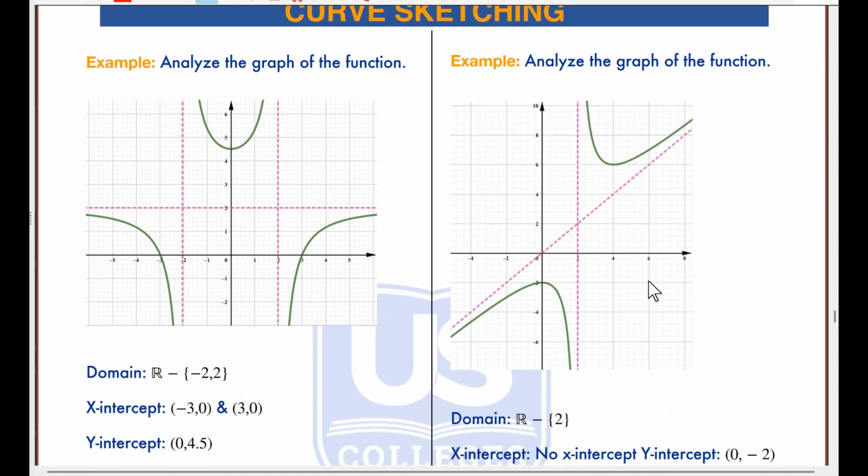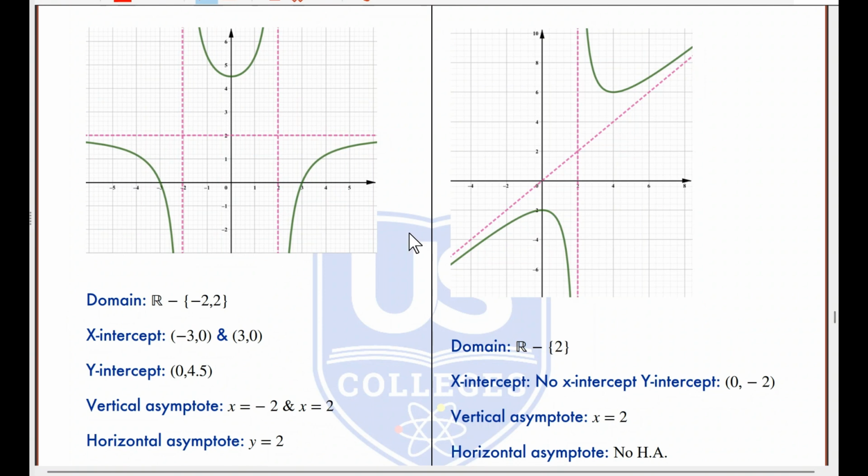For the second graph, let's do the same, identify everything that we did in the first graph. Domain, all real numbers except the vertical asymptote, which is 2. X-intercept, there is no point that function is crossing the x-axis. Y-intercept, this is the point where function is crossing on the y-axis, which is 0, -2. Vertical asymptote, it's passing through x equals 2. Horizontal asymptote, none. Slant asymptote, we have an inclined asymptote here. So we can write its equation by picking 2 points from the line and writing the equation of the line.